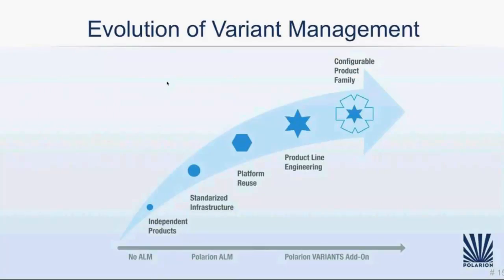Our experience in practice shows that organizations mature their reuse and variability management capabilities along the following model. They start with independent product development and proceed to standardized infrastructure. This is the first easy benefit of deploying an ALM solution like Polarion ALM. After standardizing their development infrastructure, often companies establish a platform first.